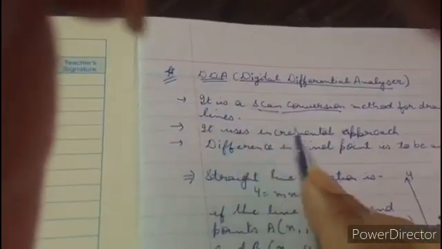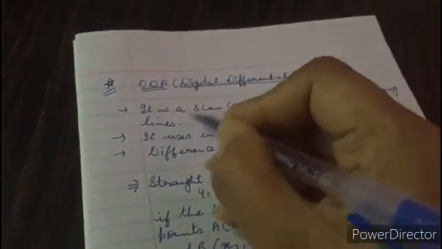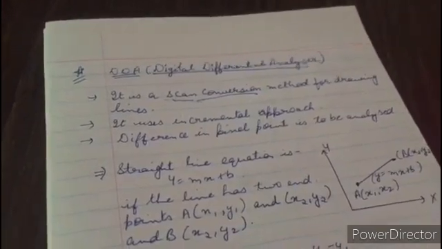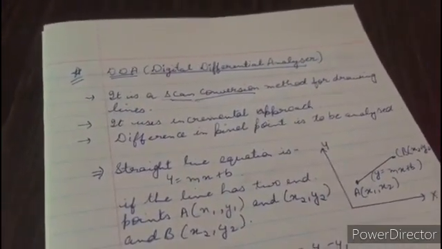So it means that it uses an incremental approach, because we are working on a method for drawing lines. It is a scan conversion. We also call it a scan conversion method. It uses an incremental approach. Why are we calling it an incremental approach? There is a reason behind that, I will tell you.